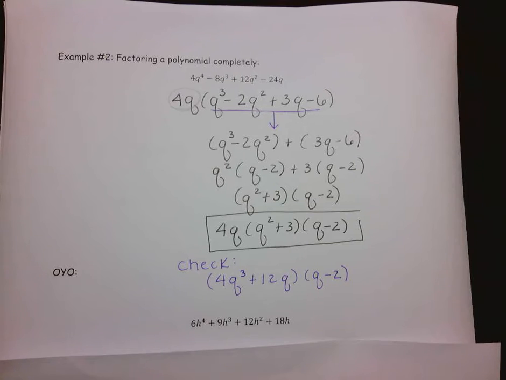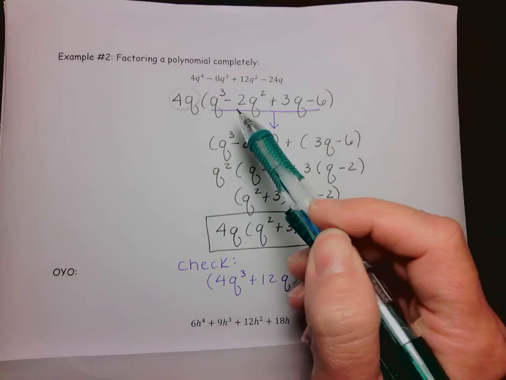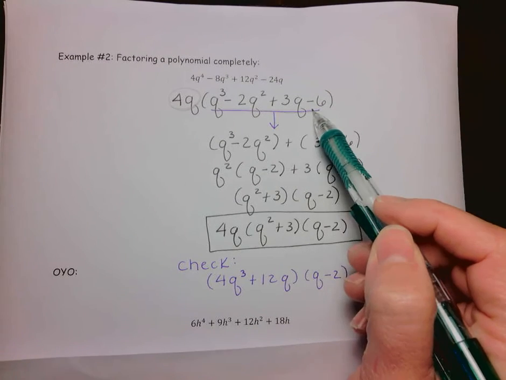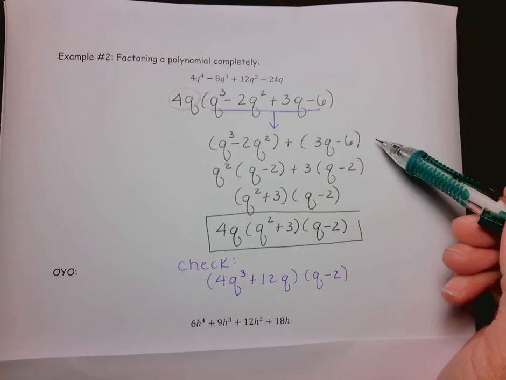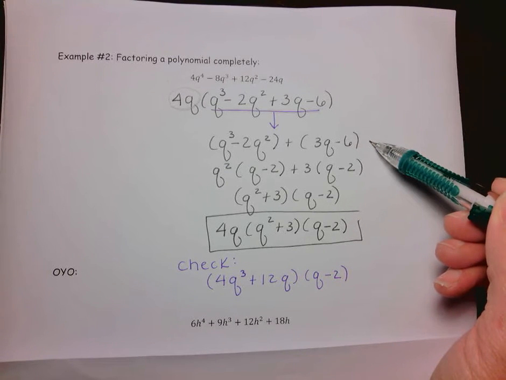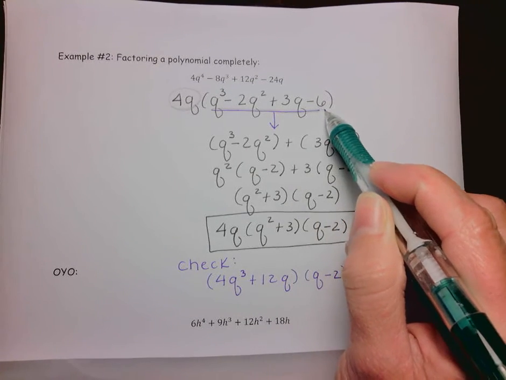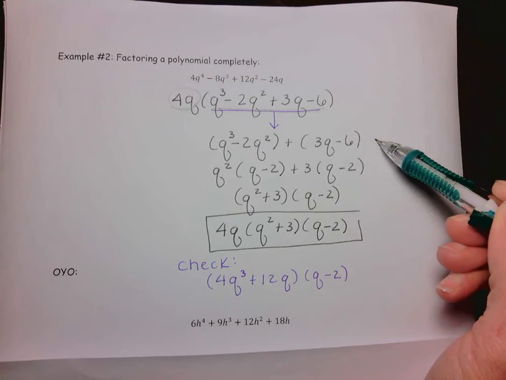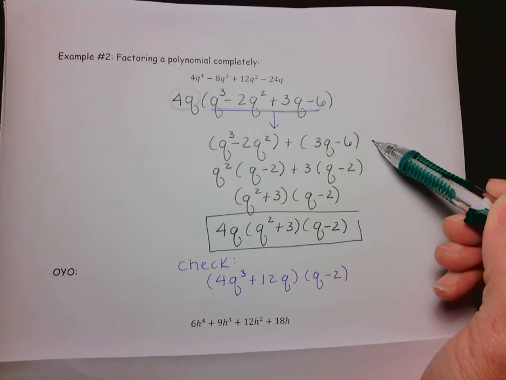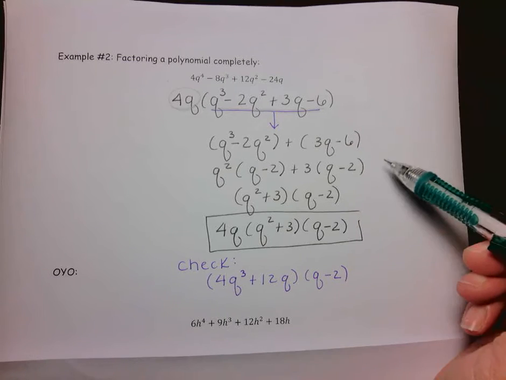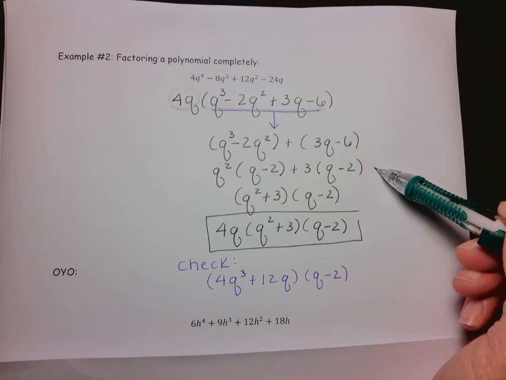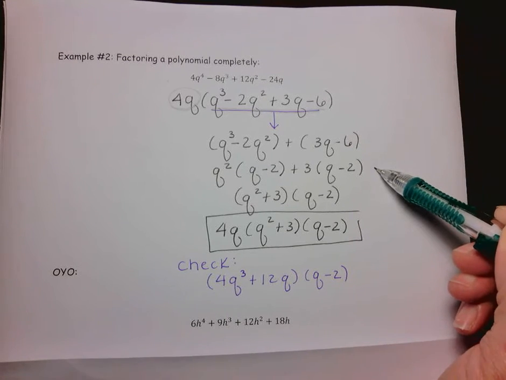So now what do I do? Well, now I just go through the exact same process. I need to take what is inside these parentheses and I need to factor them by grouping. So how am I going to do that? I'm going to rewrite this polynomial that's inside the parentheses as a sum of two binomials. Then I'm going to factor out the greatest common factor from each group.